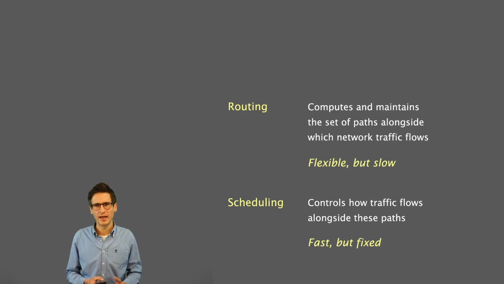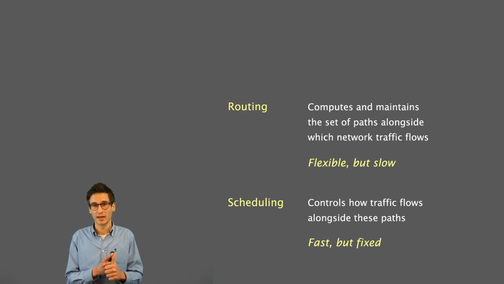So for routing, I think the problem is that routing is actually very flexible, right? It's implemented most of the time in the control plane, in software, so you can pretty much change the way it works very easily. The problem is actually it's quite slow. And so we'll see how we can speed things up using programmable data planes.